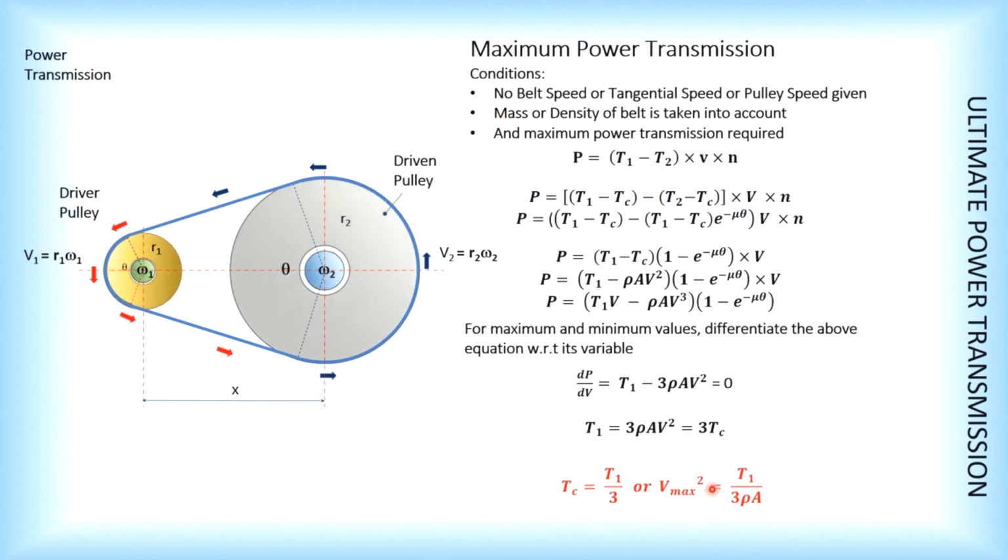So you can have your Vmax squared, or Vmax equals the square root of T1 over 3 rho A, by substituting your 3 rho A back into the equation for V. Once you have your Vmax, you can find your power max by substituting your Vmax here. And you can also find your Tc by taking T1 over 3. So that's for this section.